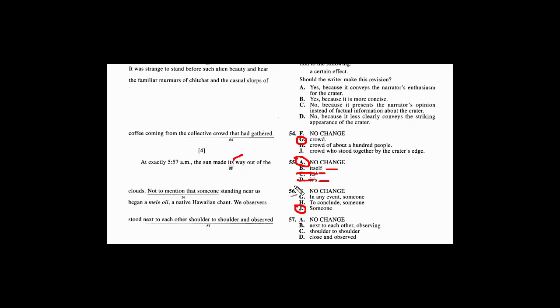56 is J. 57, once again, it's razor blade. Razor blade says shortest answer choice, usually going to be the better choice. Answer choice A is too long. Answer choice B is too long. And then it says shoulder to shoulder or close and observed. Read, see which one sounds a little bit better. 57, you're going to see answer choice C is the best.